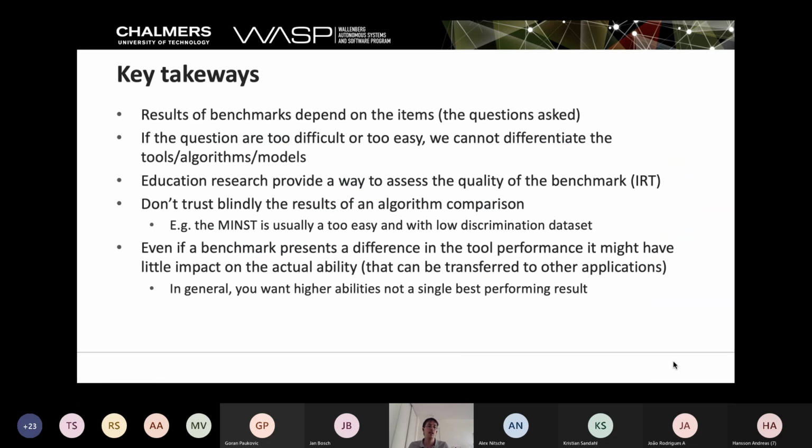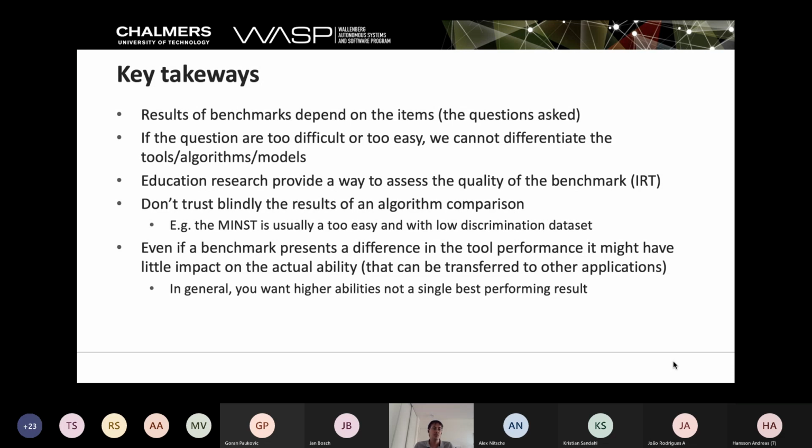So a few key takeaways about the results of benchmarks: if one tool is better than the other, it depends on the questions that you ask. That is, the data sets that you select or the benchmark functions that you select. And if the questions are too easy or too difficult, we cannot differentiate the tools, the algorithms, the models. Education research provides a way to assess the quality of the benchmark, the difficulty level, and the discrimination level of the data sets, for example.